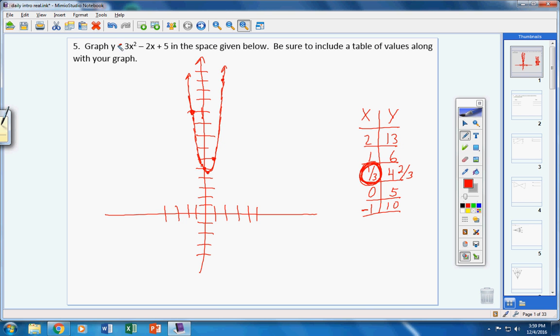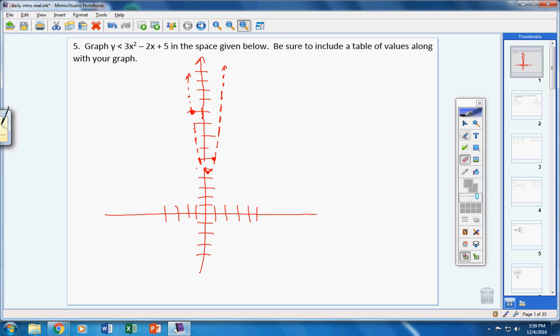Now, notice we have less than. We do not have less than or equal to, okay? So the parabola should be a dotted parabola, alright? So I'm going to make that a dotted parabola real quick here. Your parabola should be dotted, okay? So make sure you fix that. Alright, and now lastly, we test a point and then we shade.